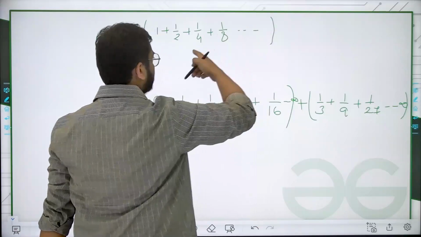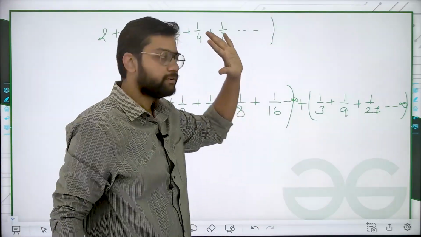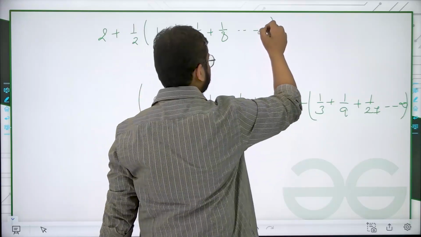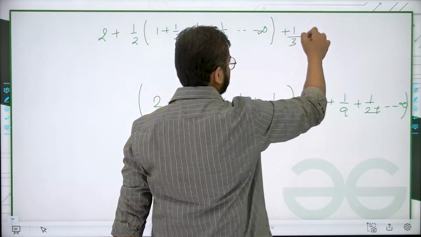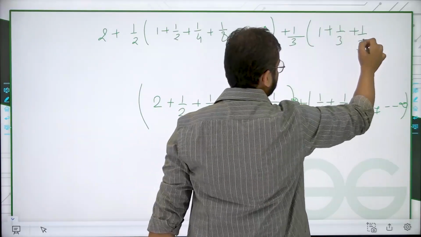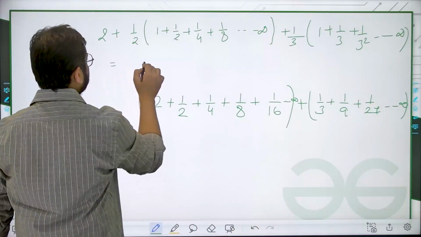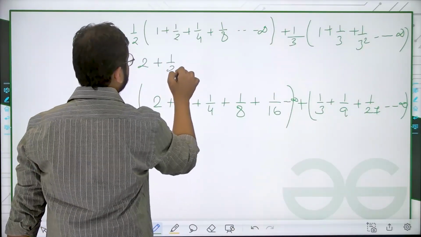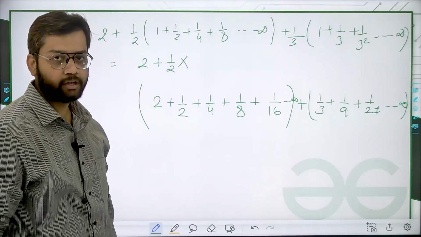It will carry on. For 2 it's 2 to the power 1, then 2 to the power 4, 2 to the power 3, right? This will go to infinity. Plus, if I'm taking 1 by 3 common from here, that will be 1 plus 1 upon 3 plus 1 upon 3 square, and something like that it will go. So this will be equal to 2 plus 1 by 2 into, if you remember this is the GP series, a upon 1 minus r.